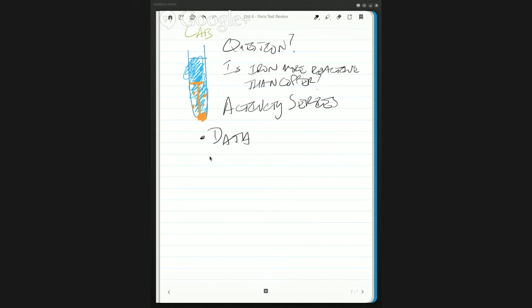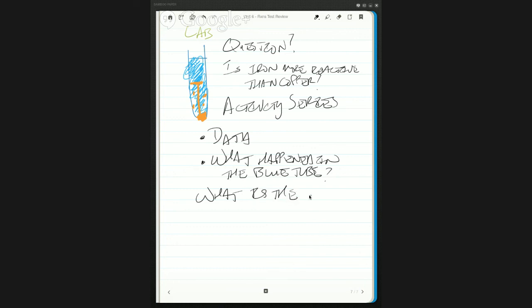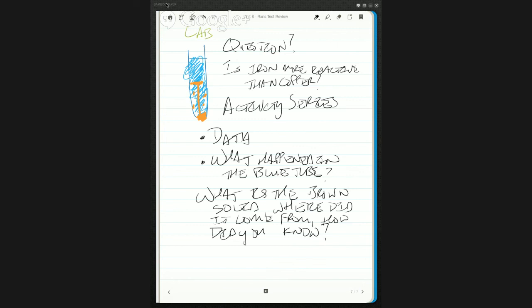And things you need to think about is, what was your data? What happened in the lab? When you did some massing, you did some stuff like that. What happened? That's going to be really important. And then finally, what happened in the blue tube? What is the brown solid and where did it come from? And how did you know? Horrible handwriting. My apologies.